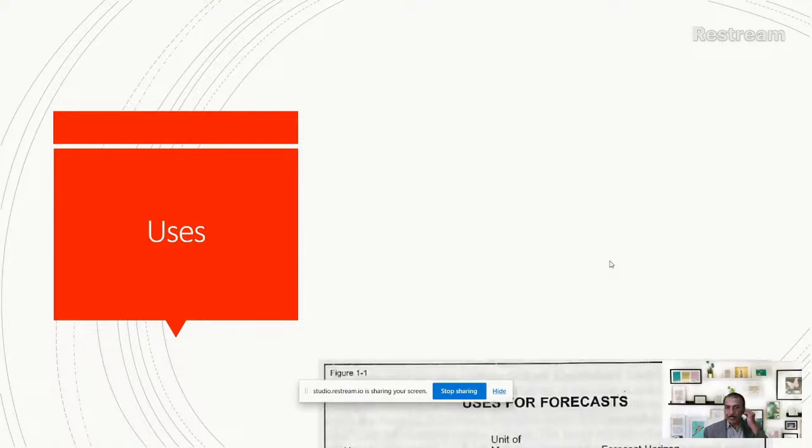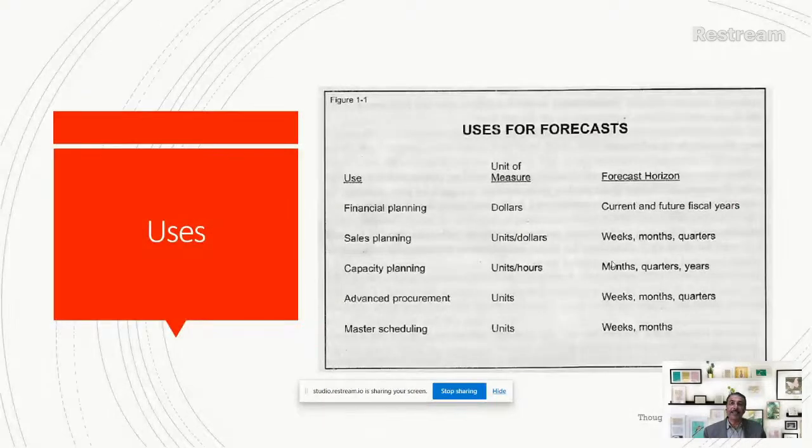You can see in this table the uses of the forecast. Financial planning: they are not bothered about the SKU level, or even product level. For them, the overall view at a longer period horizon is sufficient, and dollars are sufficient. You can see current and future fiscal years. Sales planning, okay, for them it can be in units and dollars, in terms of weeks, months, quarters, but they don't need to work on long-term sales requirements except for business planning. Then capacity planning for the supply chain and related functions.